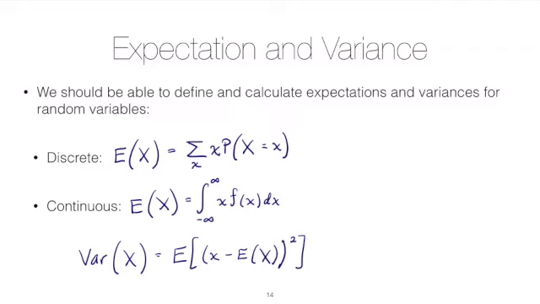So the variance is supposed to tell us something about how spread out our values are, right? How much variability is in the random variable. And expectation is supposed to tell us something about like the center. It's a measure of center.